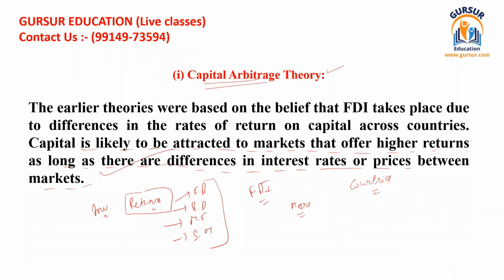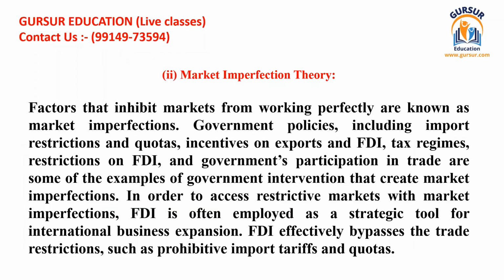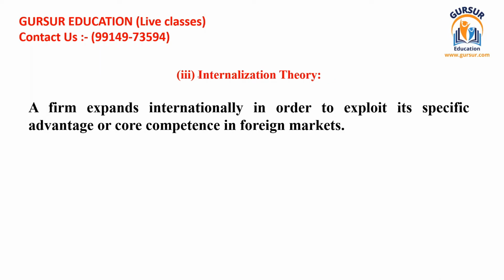So the first was capital arbitrage and the second is market imperfection theory. We can simply say that before 1992, our Indian market was completely imperfect, and now we have allowed FDI. This has played the role of a major tool which can help any country to grow.